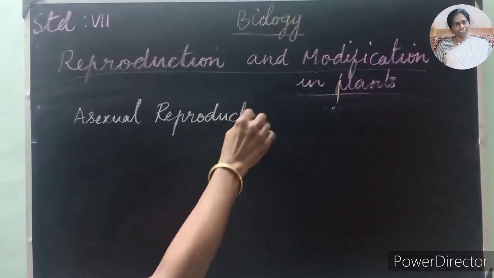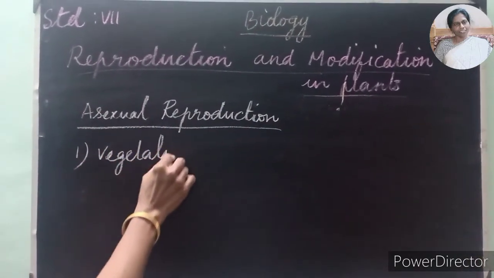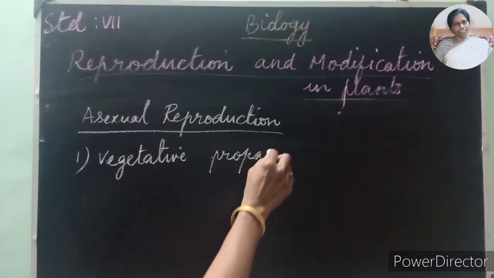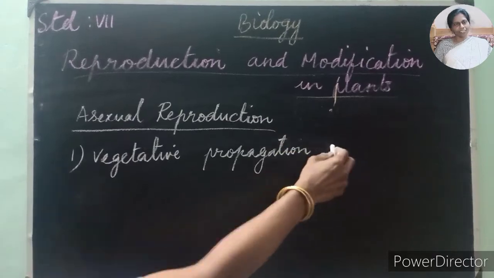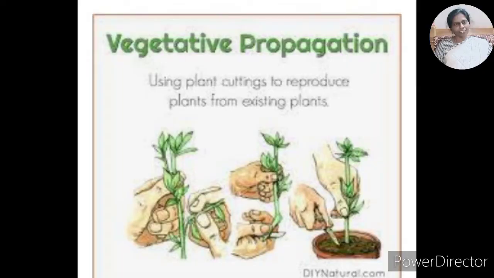When reproduction in plants is carried out by root, stem or leaf, it is known as asexual reproduction. It is of four types. First, vegetative propagation: vegetative parts of the plant such as root, stem, leaves can help to propagate the plant. For example, potato, sugarcane, yam, ginger, etc.